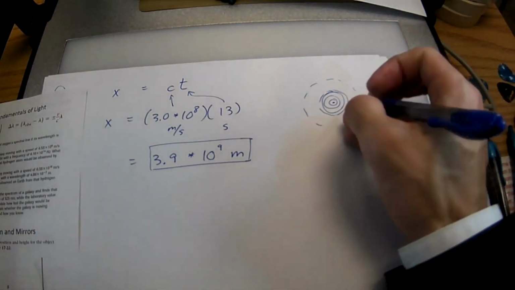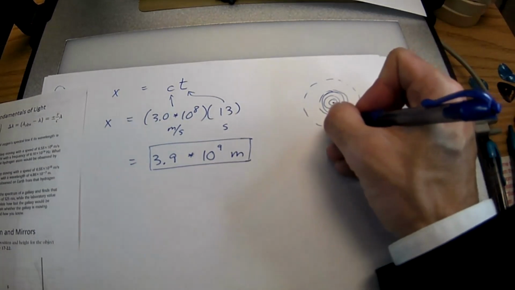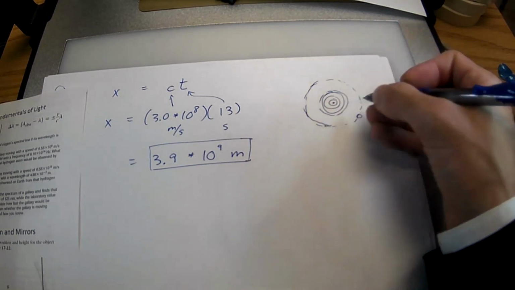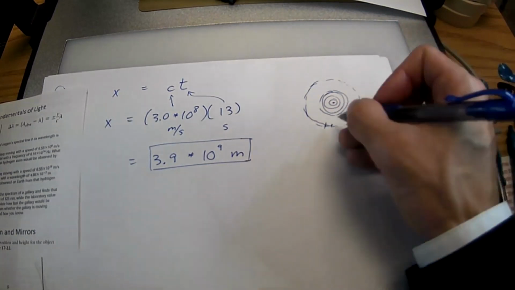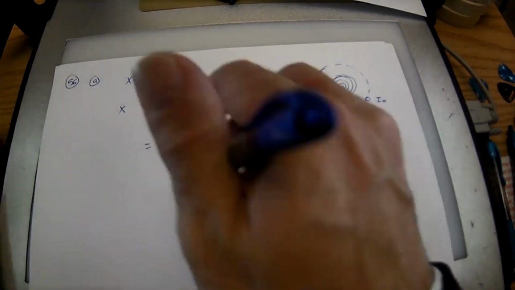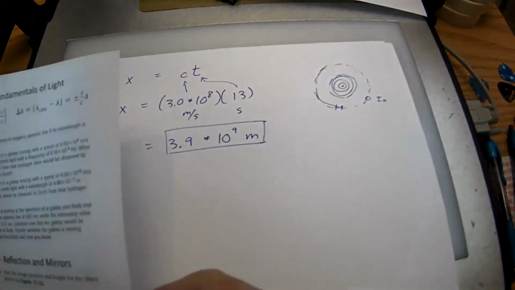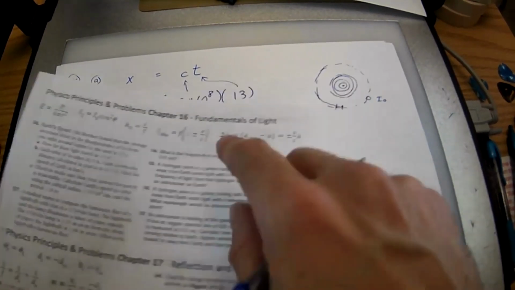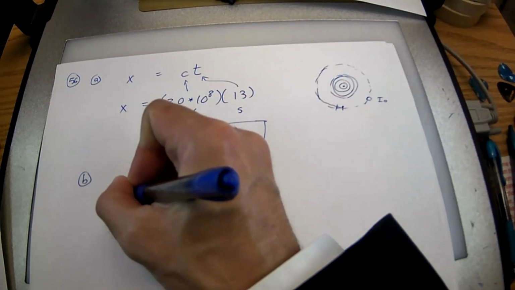Like that. Right. So as Earth was headed towards Jupiter, it looked like Io was going around too far, and as it was going away, it was like there was this gap, like it wasn't quite completing its orbit, but it always missed it by like 13 seconds. So part B, we're going to say find the speed of Earth in kilometers per second. Okay. So what's the speed of Earth?